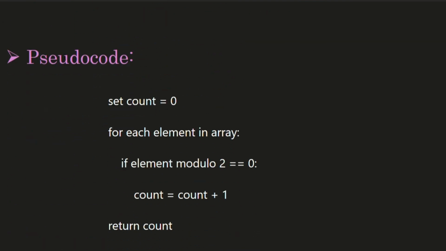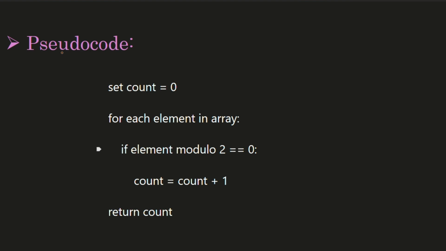Let's have a look on pseudocode. Set count equals 0. For each element in array, if element modulo 2 equals 0, count equals count plus 1. Return count. What we are showing is basically we start with a counter set to 0. For every number, we check if it's even using the modulo operator. If it is, we increase our counter by 1. Finally, we return the count.